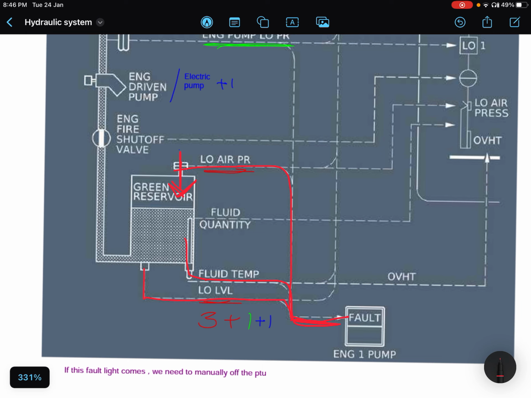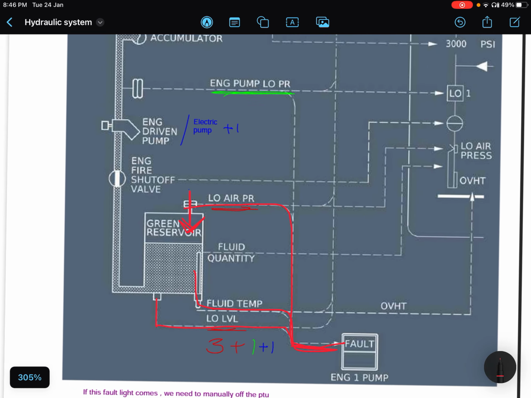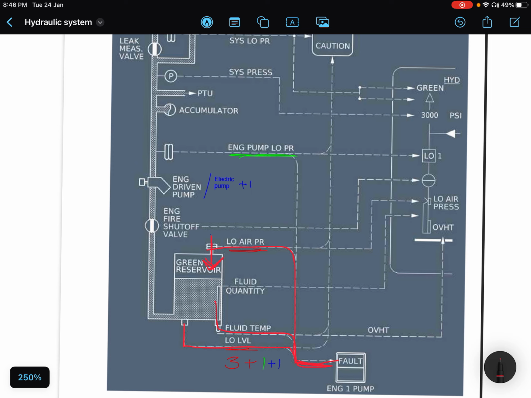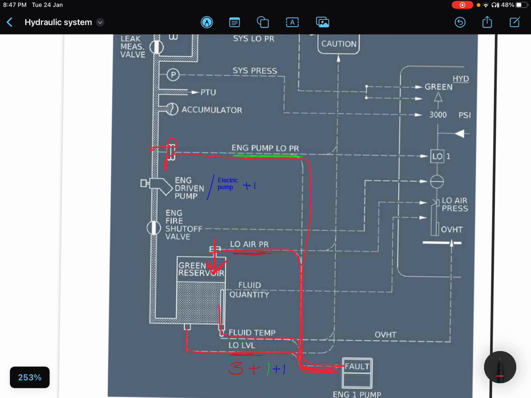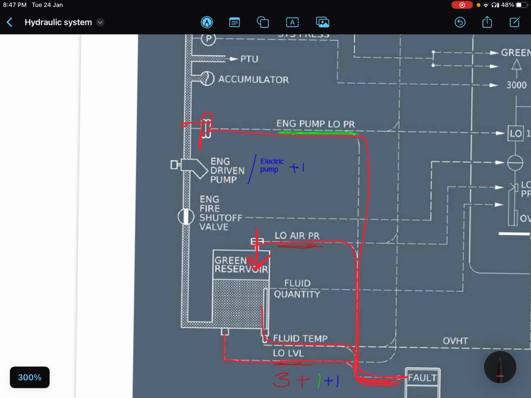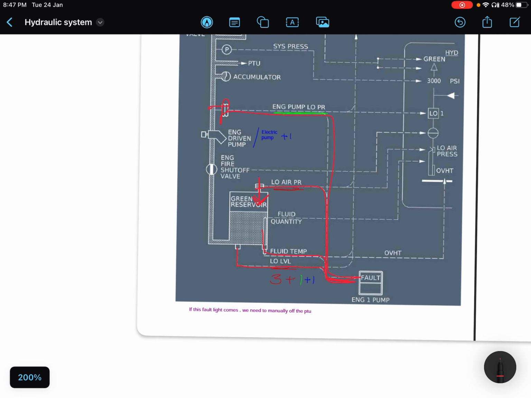Now the fourth and the last main reason is engine pump low pressure. The engine is running, but the pump pressure is low. It's not 3000 psi, right? Then it also shows the fault light, right? Okay, when does this fault light come? At what pressure? Whenever pressure drops by what number, then this fault light comes. It's very important.